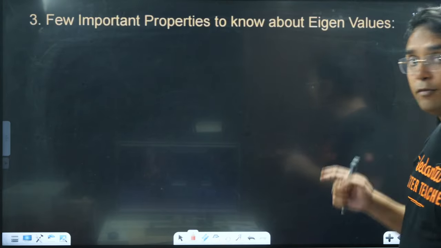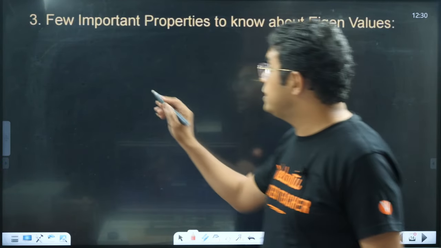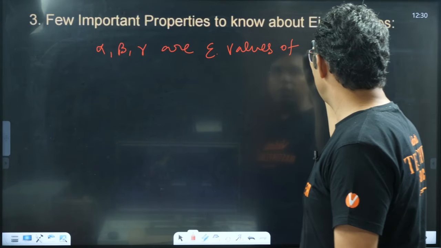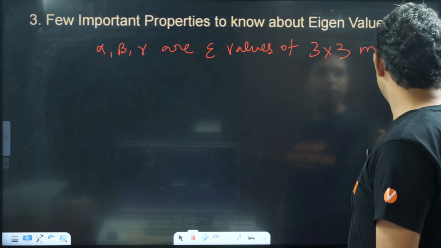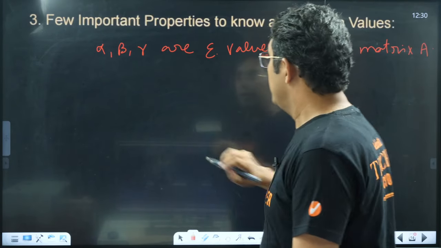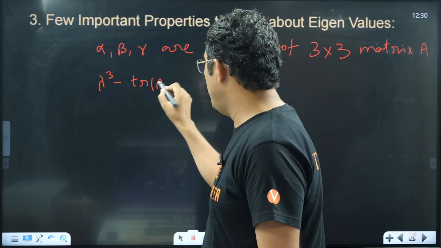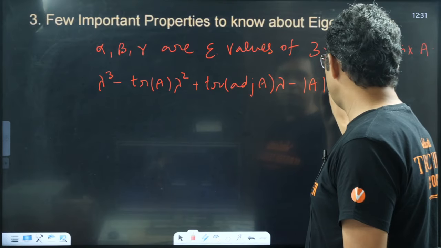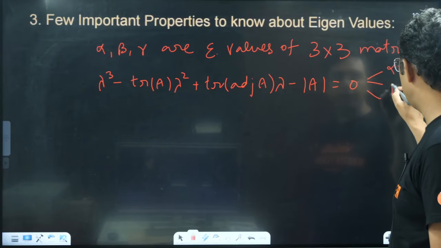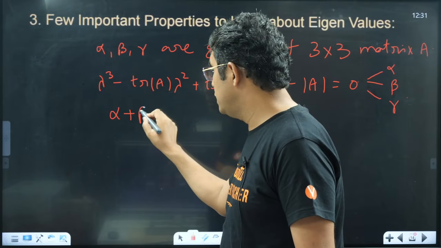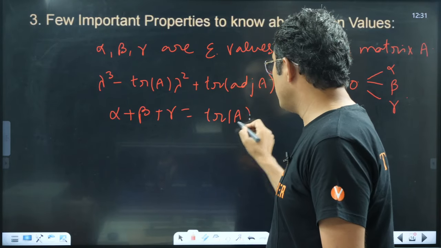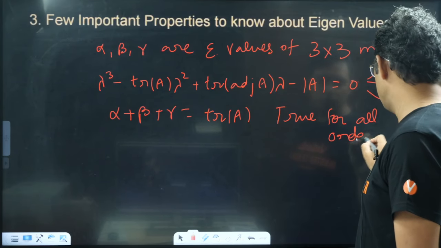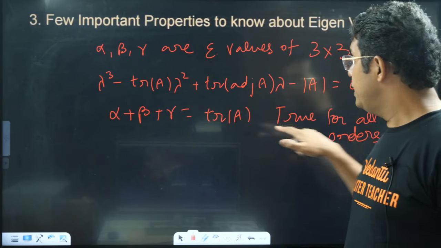One thing before I start the question: suppose alpha, beta, gamma are eigenvalues of a 3 into 3 matrix A. As I told you, for A the characteristic equation is lambda cubed minus trace of A into lambda square plus trace of adjoint of A into lambda minus determinant of A equal to 0, and the roots of the same thing are alpha, beta, gamma. So the sum of eigenvalues, alpha plus beta plus gamma, will be the trace, and that is true for all orders, like n into n also. The sum of eigenvalues will always be the trace of that matrix.